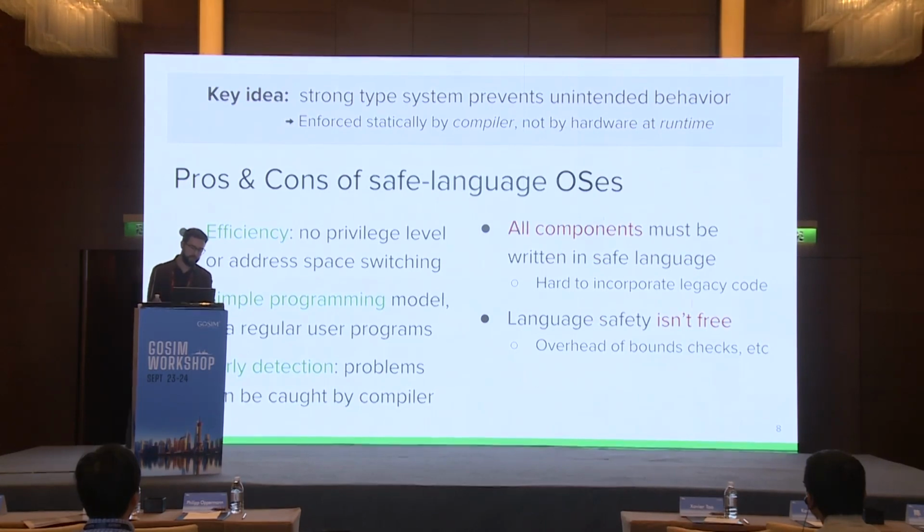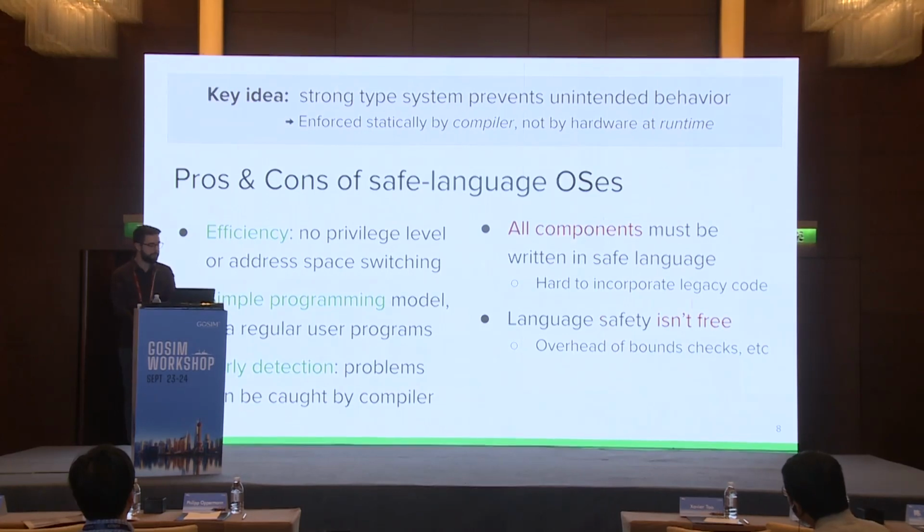So one of the benefits is efficiency. We don't have to switch between privilege levels or address spaces, which can be expensive, especially flushing page tables. Maybe you don't have to flush them all with modern TLB architectures, but you still have to pay some overhead penalty. One of the huge benefits is a simple programming model, right? So that allows you to view the entire OS as basically one big user space program. It makes things quite a bit simpler, like IPC.